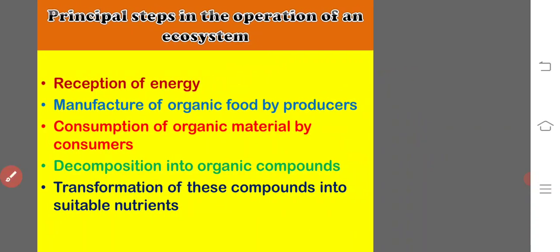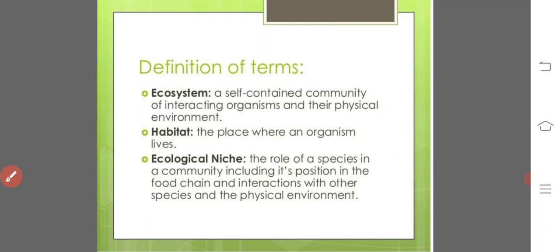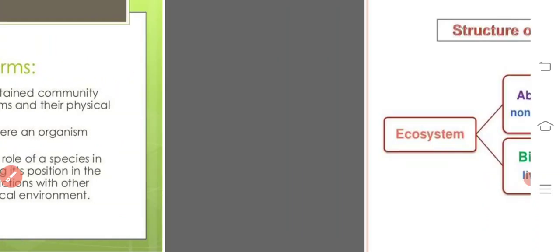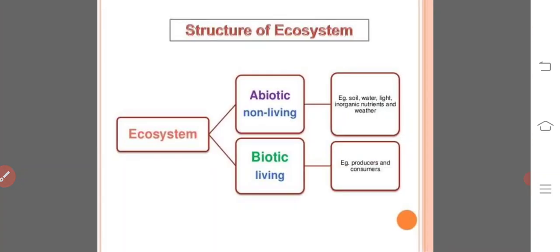Then, there are different terms: ecosystem, which we just discussed; habitat, that is the place where the organism lives; and ecological niche, the role of a species in a community, including its position in the food chain and interactions with other species and the physical environment. That is the ecological niche of an organism, otherwise a species.